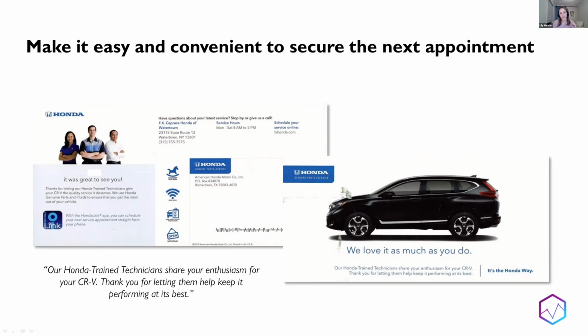So think about those triggers. Think about those things, not only what you can use with the data and information you have on your customers, but how you can use that to really ensure the next engagement.